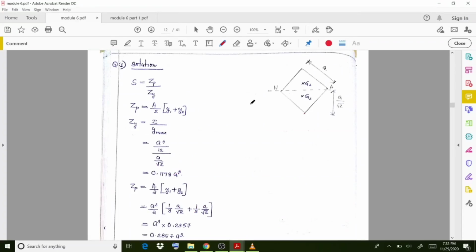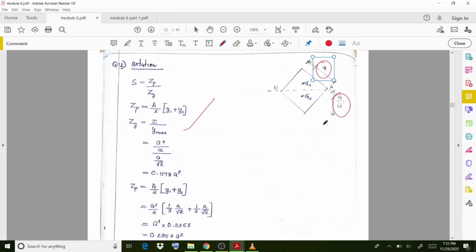Next one is to calculate the shape factor for a diamond section. In this case the dimensions are provided with A, and you can use S equal to Zp by Zy, and those values are also mentioned. Zp equal to A by 2 multiplied by y1 plus y2, and Zy is going to be I by y max. So if you consider, this is the case for this diamond section, and this is the neutral axis, and this y max is going to be a by root 2.